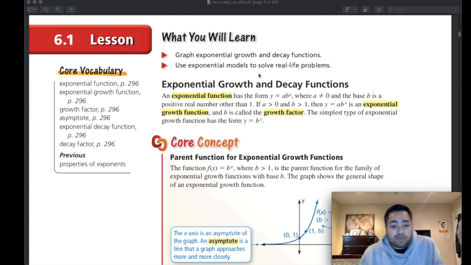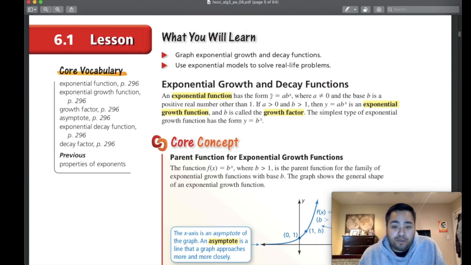Now, an exponential function is of the form y equals a times b to the power of x, where a cannot be equal to 0, right? Because if a were 0, 0 times anything will be 0, so obviously this is not possible. And b is called the base. This is the base, and it has to be a positive real number other than 1.